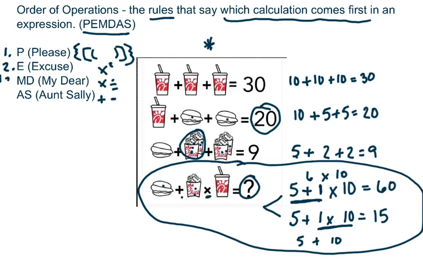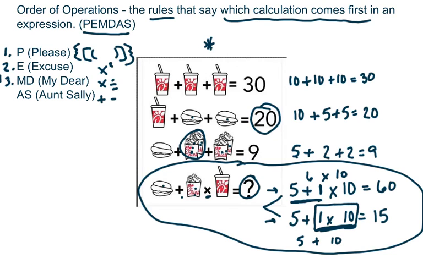So then I come to multiplication and division. Now the reason why multiplication and division are on the same line is because we do them at the same time, starting just like we read, on the left-hand side of the equation, moving over to the right. So we're going to start on this side and move over to the right. So when I look at this problem, do I have any multiplication and division? Yes, I do. 1 times 10.